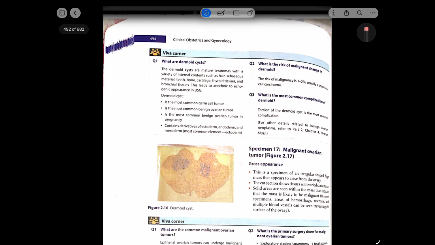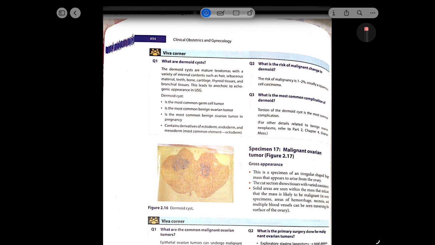So what are the questions they can ask you? What are dermoid cysts? The dermoid cysts are mature teratomas with a variety of internal contents such as hair, sebaceous material, teeth, bone, cartilage, thyroid tissue, and bronchial tissues. This leads to anechoic to echogenic appearance in USG. Dermoid cyst is the most common germ cell tumor. It is the most common benign ovarian tumor. It is the most common benign ovarian tumor in pregnancy. Contains derivatives of ectoderm, endoderm, and mesoderm. The most common element is ectoderm.